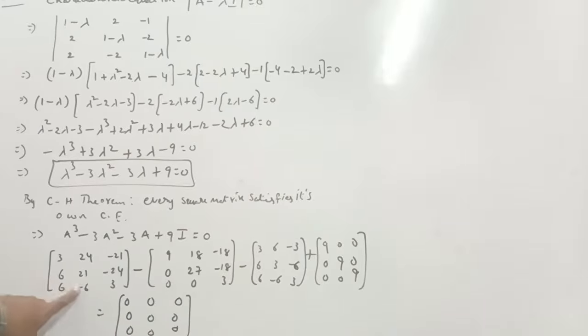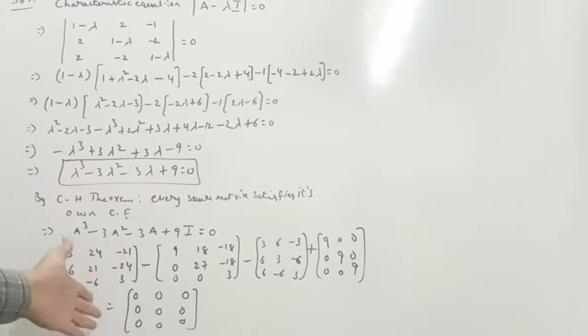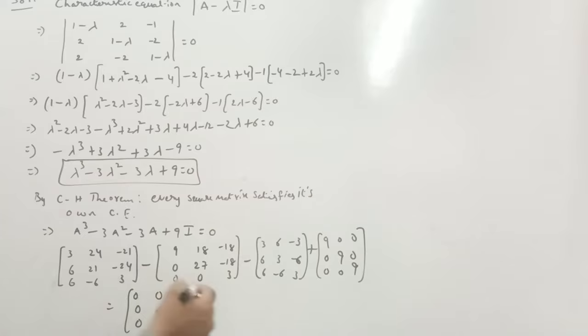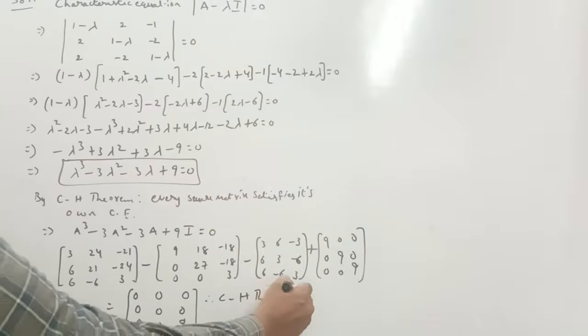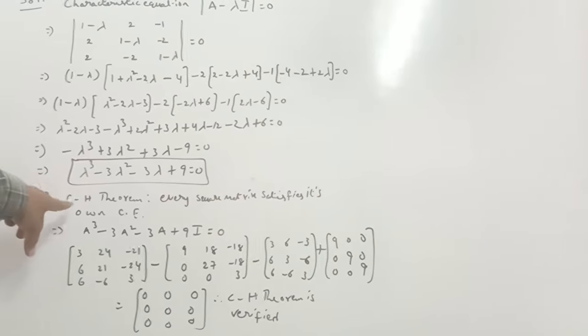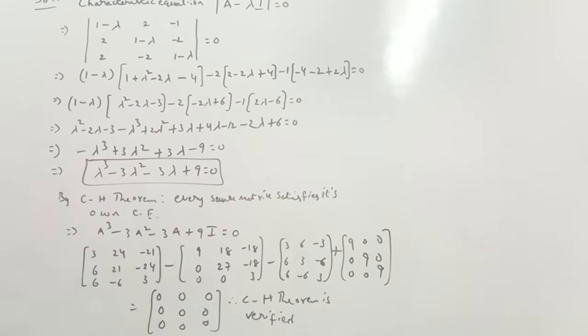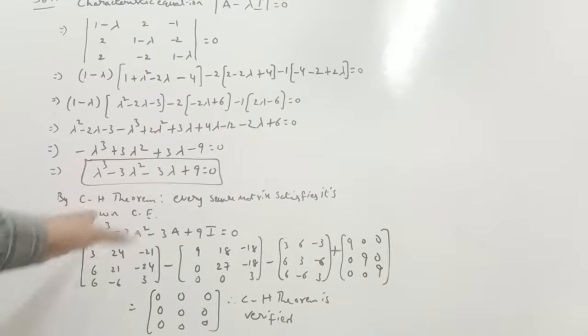How did I get these values? Using the calculator. So therefore the Cayley-Hamilton theorem is verified. Why? We got the 0 matrix. Correct? So you have to write here, therefore CH theorem is verified. Understand? It is very simple. You have to find the characteristic equation and substitute the matrix in that, find A cubed, A squared, whatever the values, then add all those values, and you should get 0. If you get 0, then the Cayley-Hamilton theorem is verified.